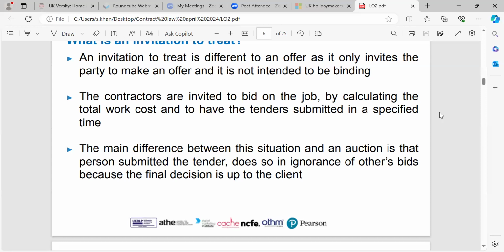Typically, if you think about it, auctions can also be invitations to treat, where the auctioneer, for example, puts up an item for sale. They're not making an offer to sell to the highest bidder, but rather inviting offers from different bidders.